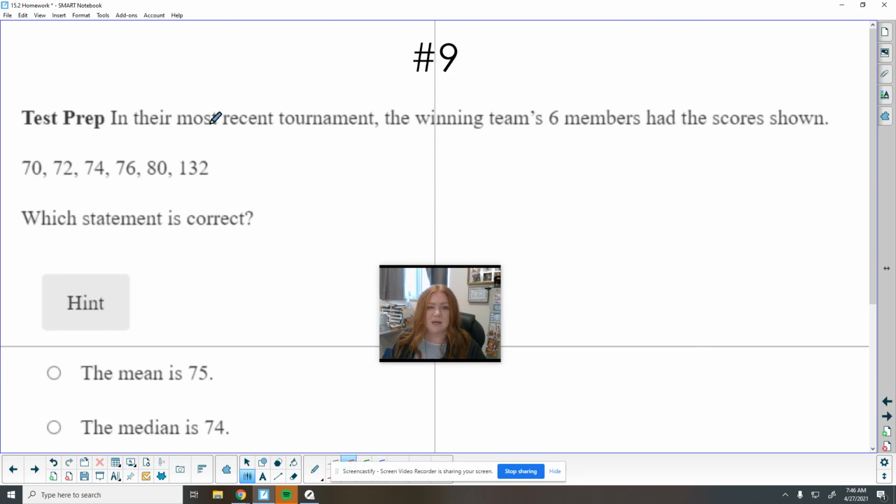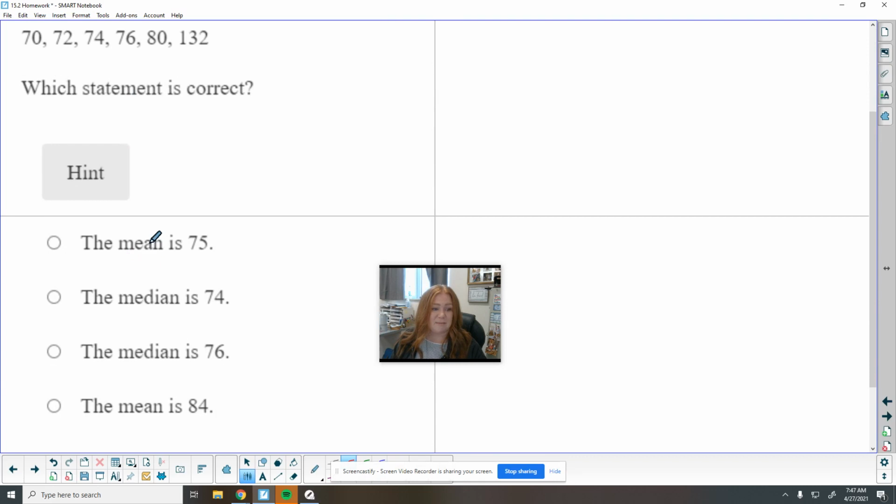Number 9, in a recent tournament, the winning team's 6 members had the scores shown here. Which statement is correct? Is the mean, median, or so I see mean, and then I also see median, and it just says statement. So there's only one of these that is true, it looks like. So I would put them in order, find your median, see if it's one of those. If it's not, fine, then add them up, divide by how many there are, see if that's the mean.